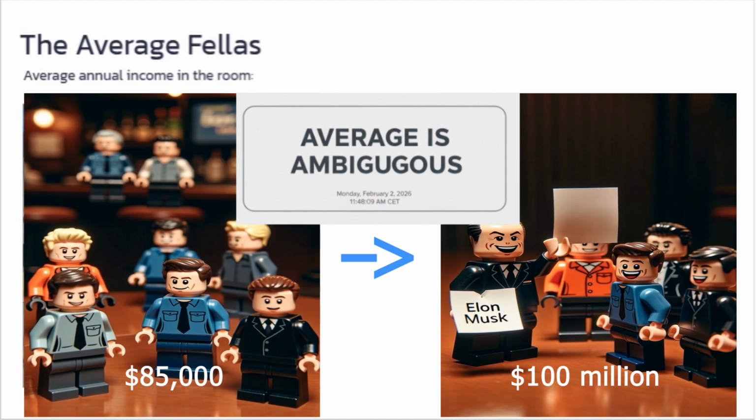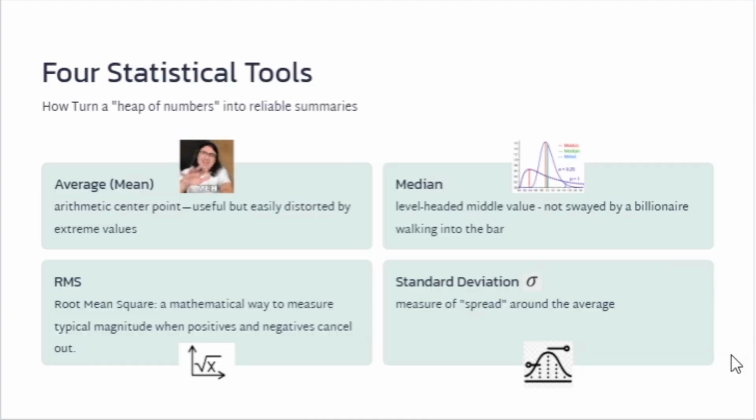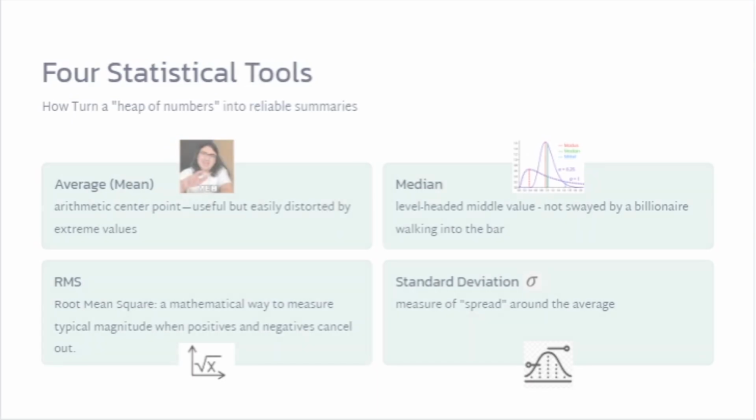To understand what's actually happening, we need to understand 4 statistical tools that are used to turn a heap of numbers into reliable summaries. The average or mean; the median, the level-headed middle value of your data that isn't distorted by a billionaire walking into the bar; the root mean square or RMS, the mathematical way to measure the typical magnitude of numbers; and the standard deviation or sigma, the measure of spread of your data around the average. This is what we talk about in this episode.